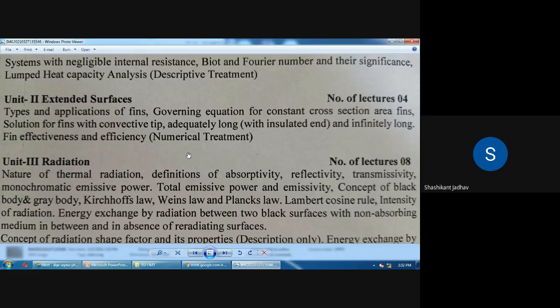Then topic number 3, 4, 5, 6. First of all, you have to understand the basic concepts related to heat transfer, which are covered in unit number 1. Okay, so all of you write down unit number 2, extended surfaces. Write down the syllabus. Types and applications of fins. Write down the syllabus for unit number 2.